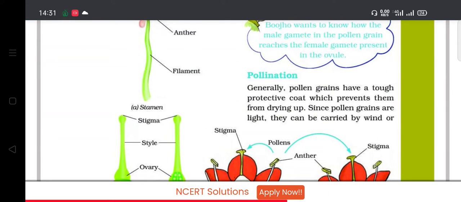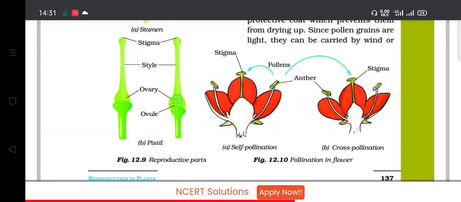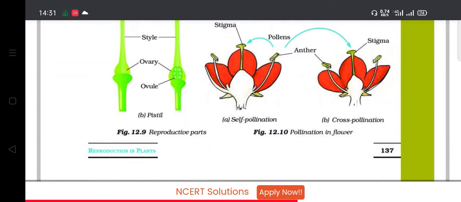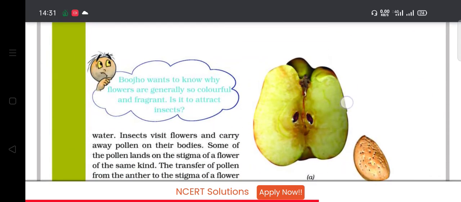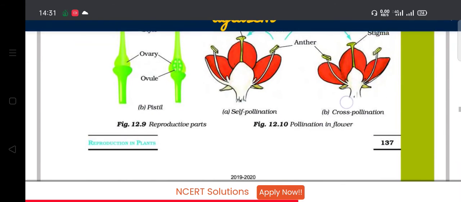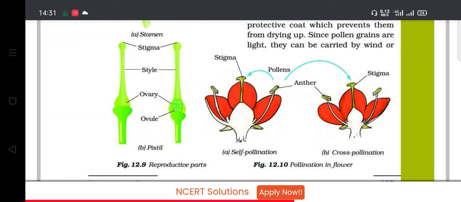Your assignment for today is that you will need to draw the diagram of the anther and filament, meaning the diagram of the stamen, and the complete diagram of figure number 12.9, the pistil. Also you need to practice the different parts of a flower in your textbook. In the next video we will discuss how these different parts of flowers help in reproduction by sexual means.